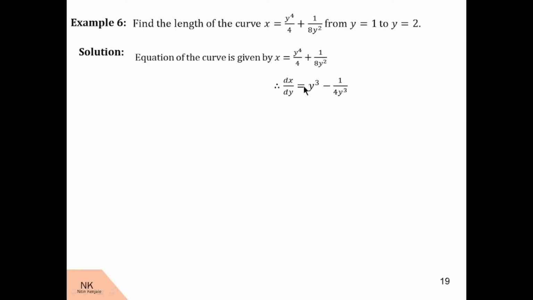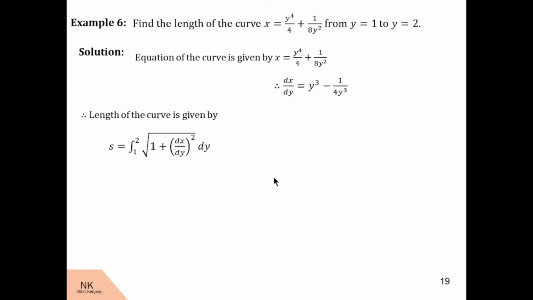So dx by dy is 4y cube upon 4, so that 4 gets cancelled, we are left with y cube, plus 1 by 8 is constant. Derivative of 1 by y square is minus 1 by y cube into 2, which simplifies to minus 1 by 4y cube. Now we assume length of the curve is s.